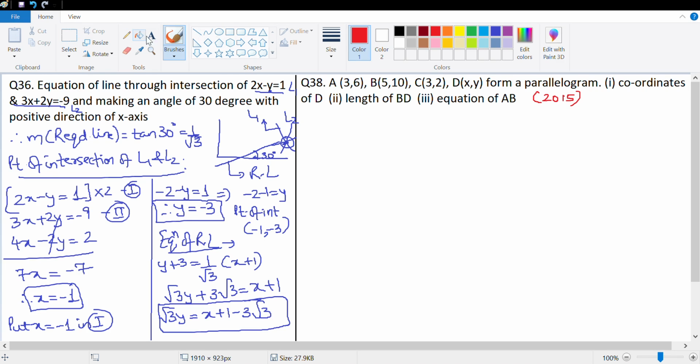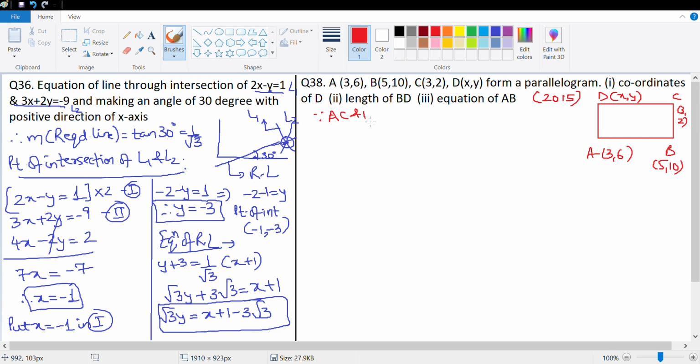Let's draw a rough diagram. Let's say this is my parallelogram that we are talking about. Perfect. So A, B, C, D. D is x comma y. A is 3, 6. B is 5, 10. C is 3, 2. And D is x, y. We need the coordinates of D.